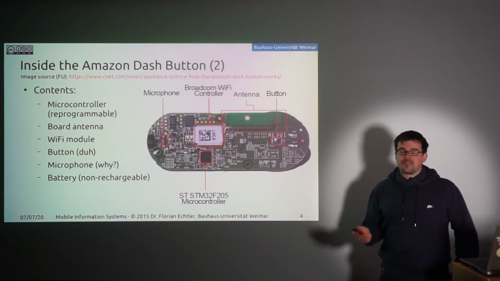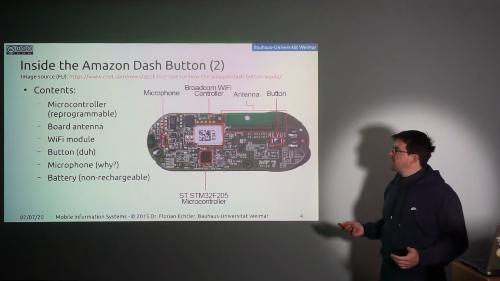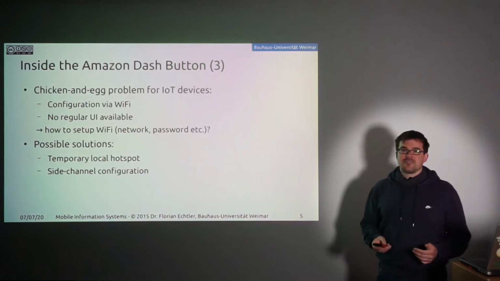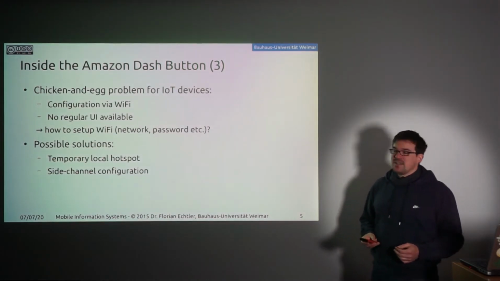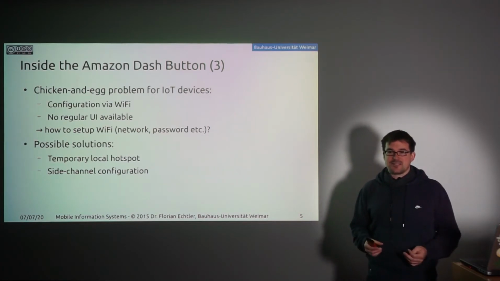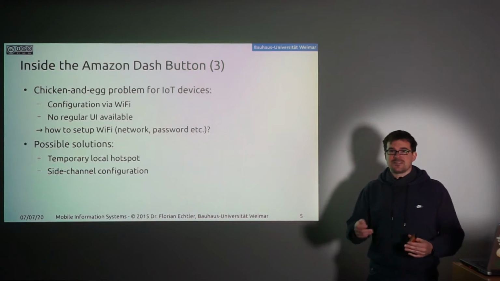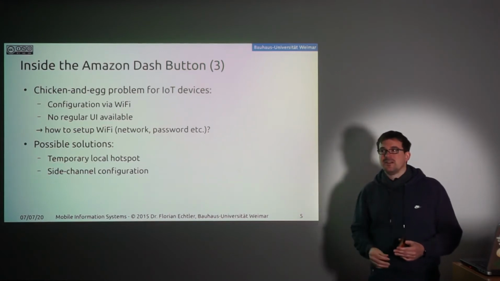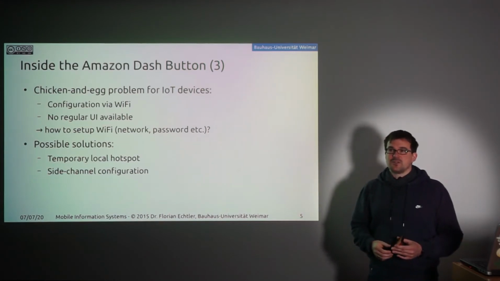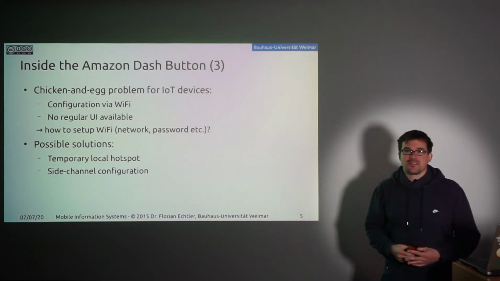First of all, now let's have a look at how you configure this dash button, because there's a chicken and egg problem with many IoT devices if you don't have a regular user interface. If you have something with several buttons and a screen, then you usually can, maybe it's tedious, put in the Wi-Fi name and the password with the little keys, and it might take 5 minutes, and it's annoying, but then you're done.